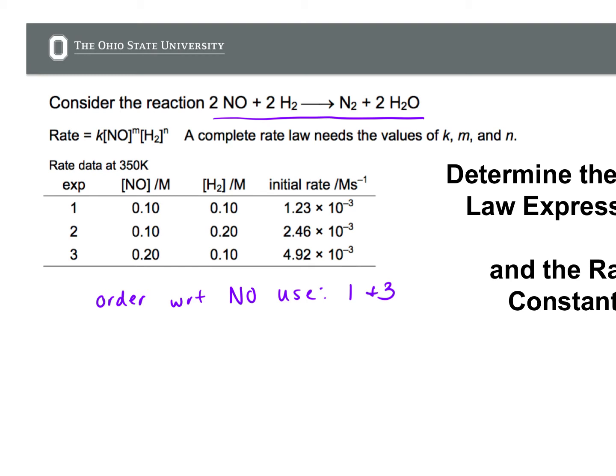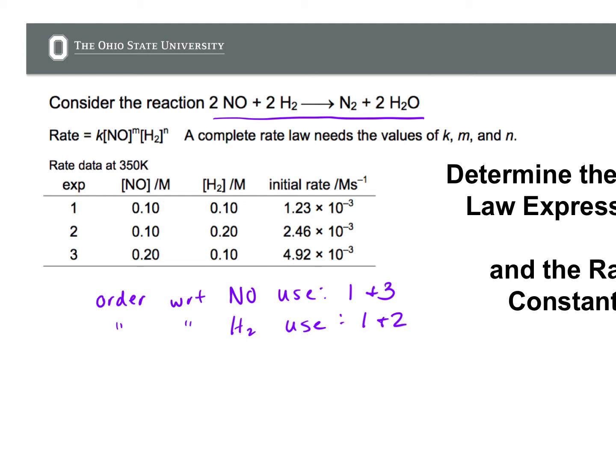So then to find the order with respect to H2, we're going to use 1 and 2. And again, the concentration is changing in H2, but the concentration is constant for NO. That make sense?